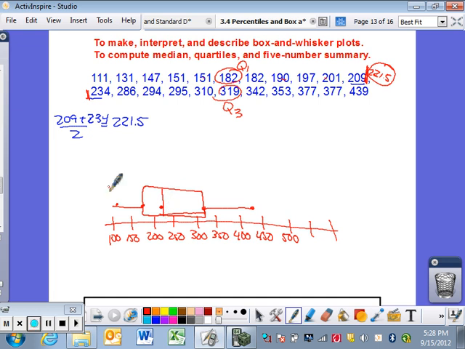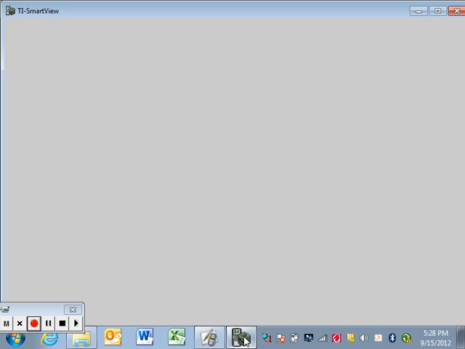Now you can go ahead and write the numbers in up here, the 111, the 182. That sometimes helps, just have you solidify what the numbers are, but I do not only want these numbers up here. Now what I want to do is show you on the calculator actually how to do this.